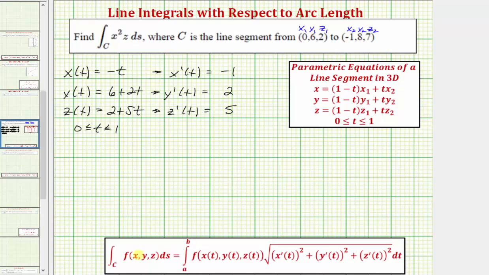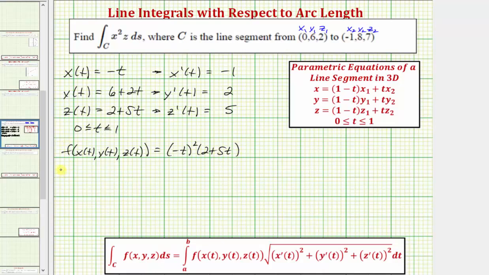Now for our next step, let's go ahead and write the given integrand function as a function of t. Well, we're given f of x, y, z equals x squared times z, which means f of x of t, y of t, z of t would be equal to, again, x squared would be (-t) squared times z, which would be times the quantity 2 plus 5t.